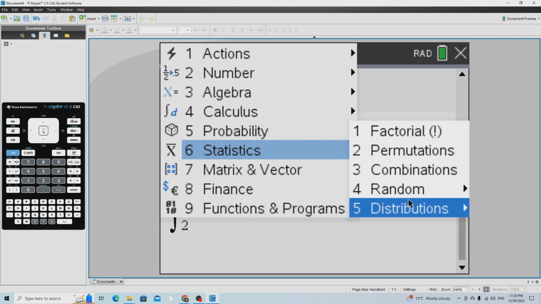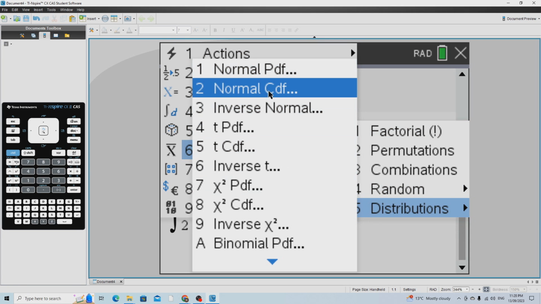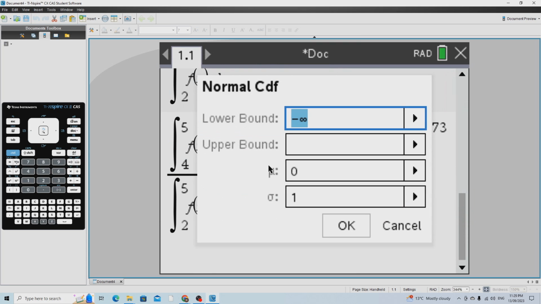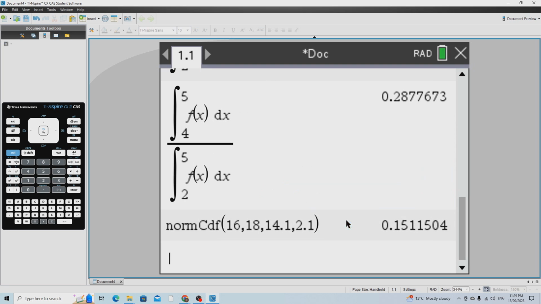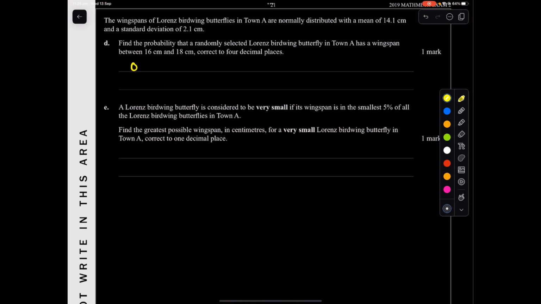That's very easy. Just do it on our calculator. Menu, probability, distributions. Because it's normal, we're going to go normal CDF. Lower bound is 16. Upper bound is 18. Our mean is 14.1 and our standard deviation is 2.1. Okay, there we go. So to 4 decimal places, that will be 0.1512. Is that right? Perfect.